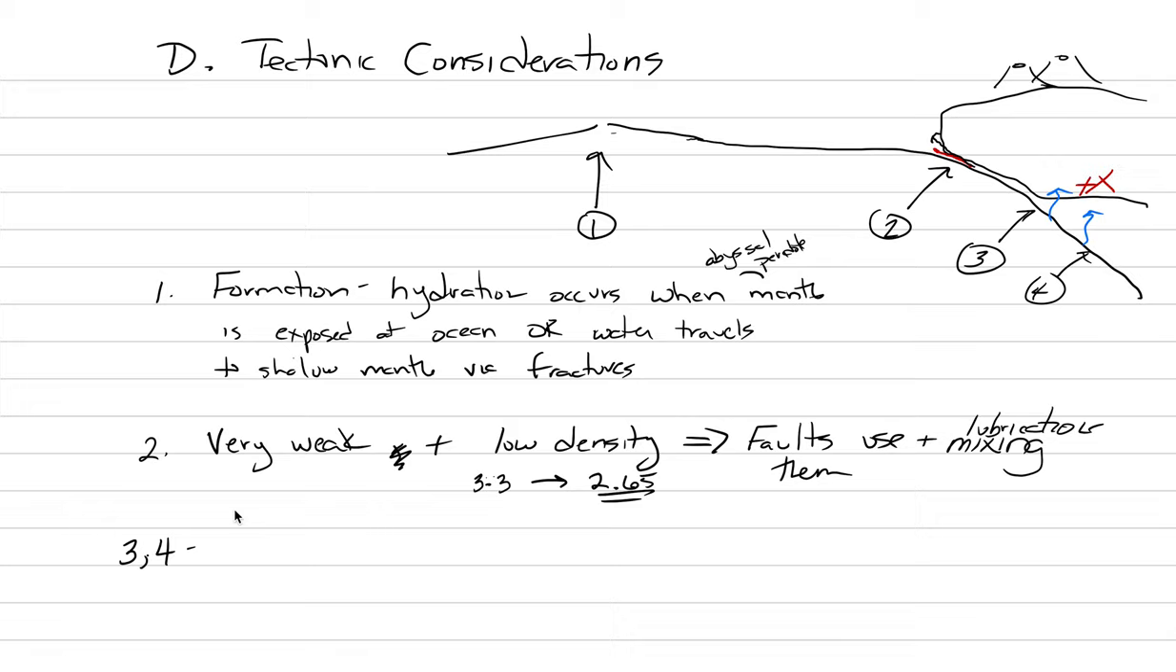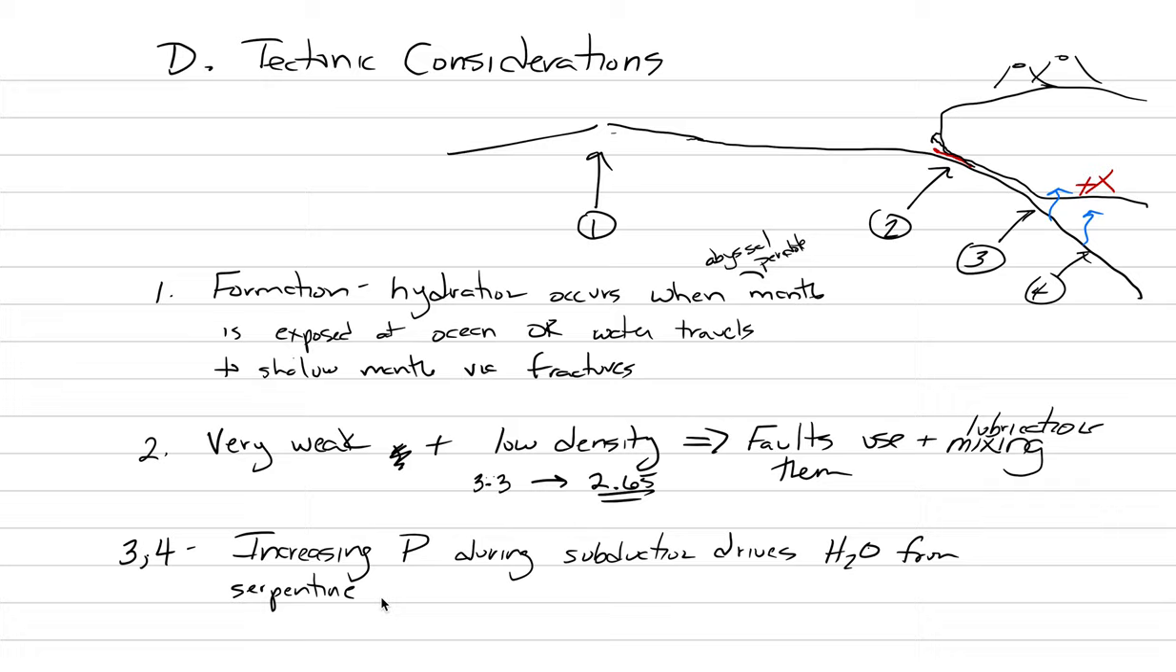So let's say this. Let's say increasing pressure during subduction drives water from serpentine. Serpentine is the bucket. It's the host of the water for the subduction. It can't be overstated. How much water is it? Well, serpentine is water rich. It ends up being 12 to 14 weight percent water that's being carried by serpentine that then gets released.